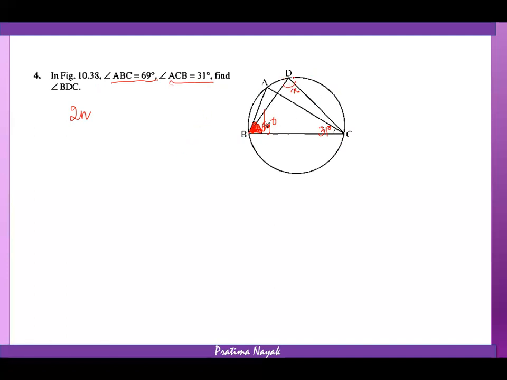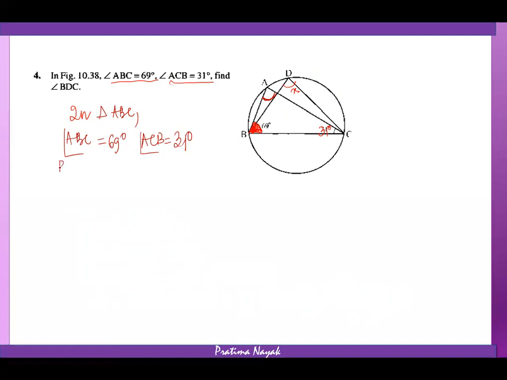But for BDC, no angle is given. So I'll take the triangle where the angles are given. Where the angles are given? Angles are given in ABC. In triangle ABC, look carefully. ABC is equal to your 69 degree. Angle ACB is equal to 31 degree. What is the remaining angle? Remaining angle is your BAC. You can get it using angle sum property.